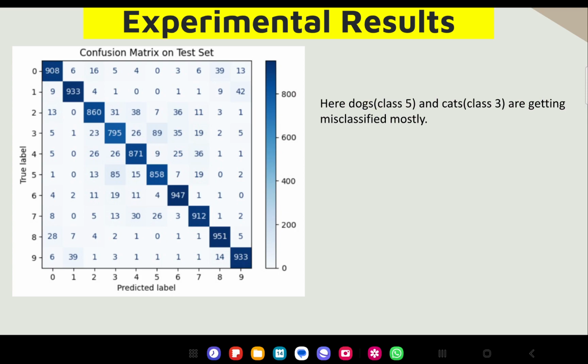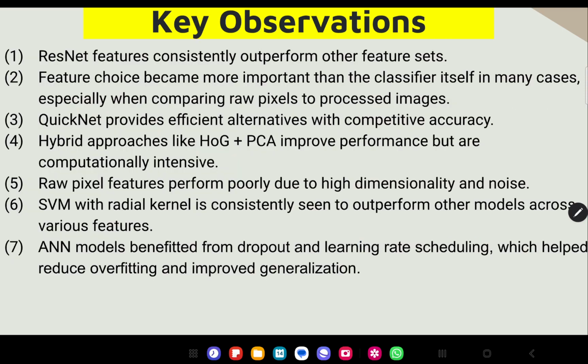This is the confusion matrix. Here we see that dogs are commonly misclassified as cats and vice versa. The key observations are as follows. The ResNet features performed more consistently than other feature sets. Also, feature choice was more important than the classifier itself in many cases. And QuickNet was an efficient alternative as it was fast and light. Also, ANN models benefited from dropout and learning rate scheduling, which helped to reduce overfitting and improved the generalization.